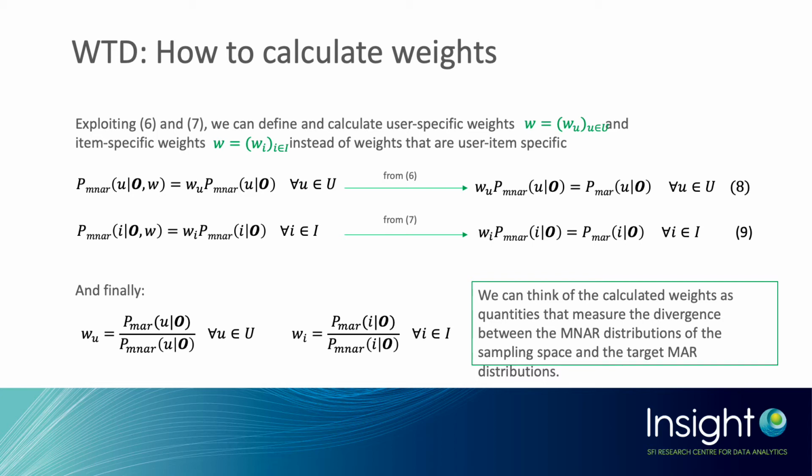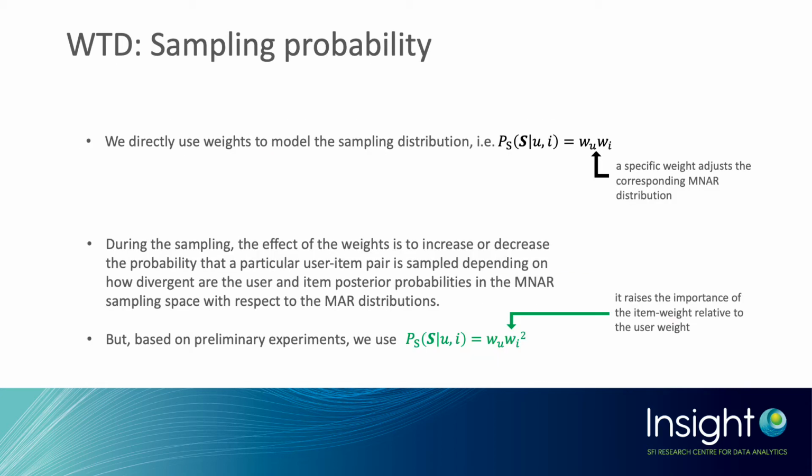To some extent, we can think of the calculated weights as quantities that measure the divergence between the MNAR distributions of the sampling space and the target MAR distributions. We directly use weights to model the sampling distribution of the sampling strategy S, which will perform the debiasing sampling. The role of a specific weight is to adjust the corresponding MNAR distribution then. Practically, during the sampling, the effect of the weights is to increase or decrease the probability that a particular user-item pair is sampled, depending on how divergent the user and item posterior probabilities in the MNAR sampling space are with respect to MAR distributions.